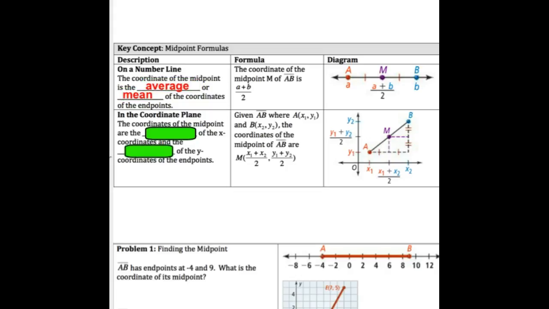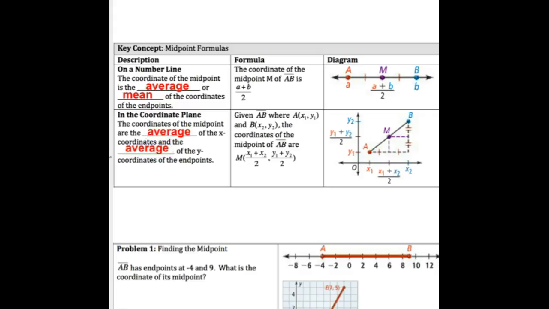So the first one we're going to talk about is that on a number line, the midpoint formula says the coordinate of the midpoint is the average or the mean of the coordinates of the endpoints. So basically, if you're working on a number line, you take the coordinates of the two endpoints A and B, add them up and divide by 2. That's it. It's pretty straightforward on a number line. It's a little bit different in the coordinate plane.